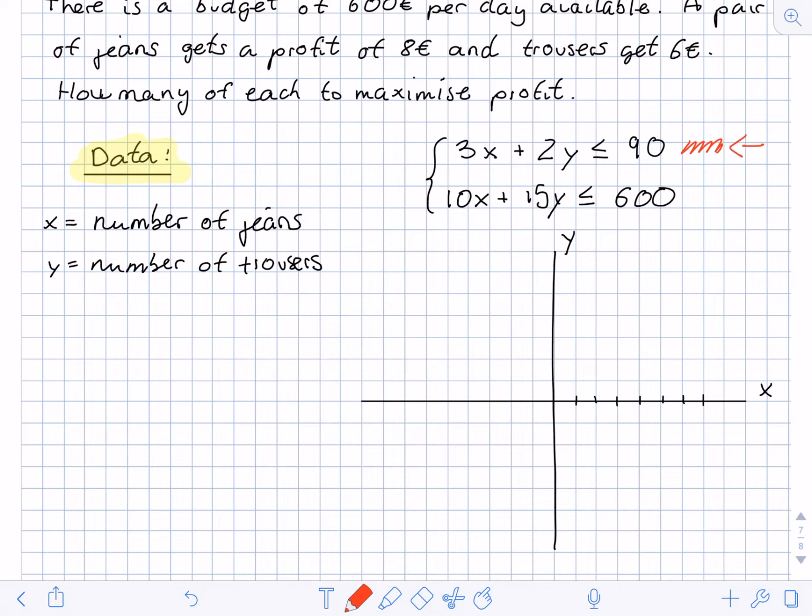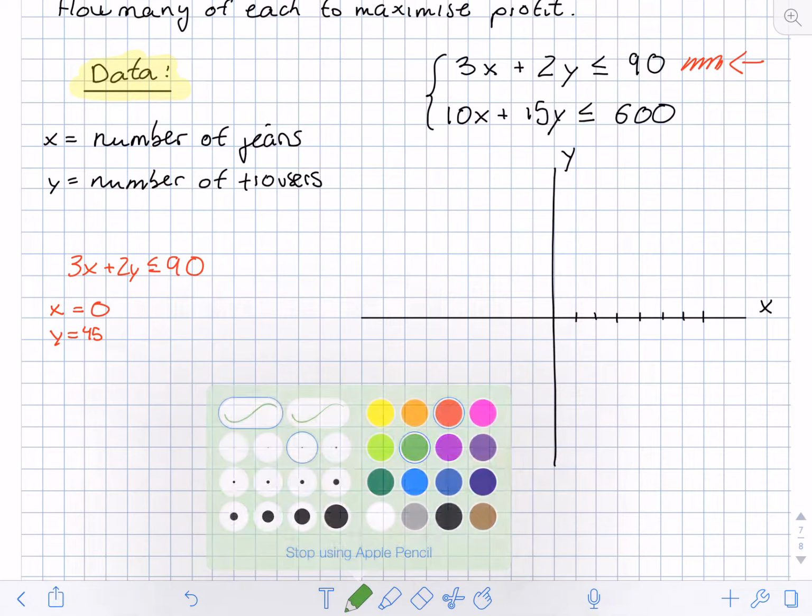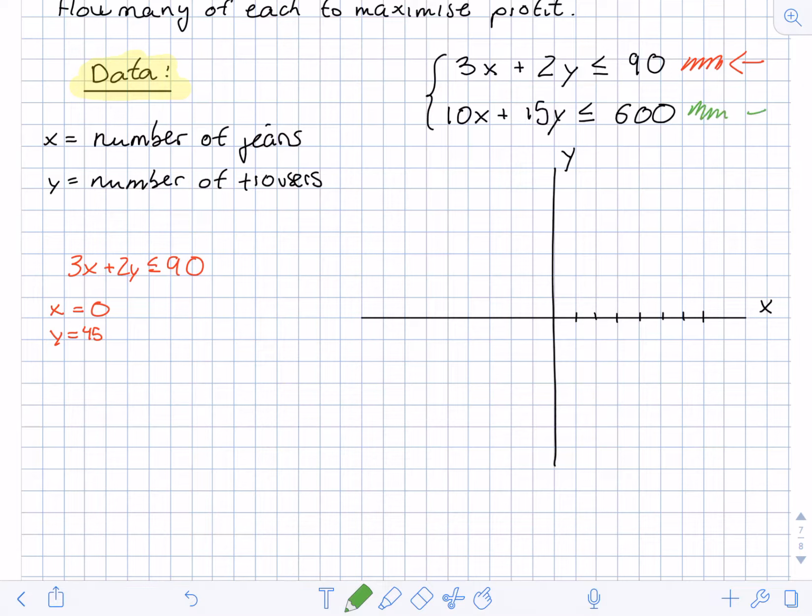Okay, I'll point it out. So we have 3x plus 2y less than or equal to 90. When x is equal to 0, then we get 2y is 90, so y is equal to 45. So now we have y equal to 45. I'll get rid of this so we're not messy. And then we're going to use the green color for the other equation.